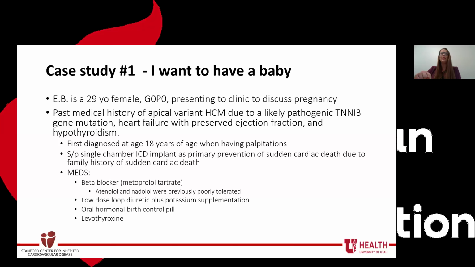She was first diagnosed at 18 years of age when she started having palpitations. Medical testing showed that she had HCM. She was diagnosed when there was family history they were going through. She had family history of sudden cardiac death, so she underwent an ICD for primary prevention of sudden cardiac death. She was first treated with multiple types of beta blockers, atenolol and nadolol first, and then ultimately metoprolol tartrate.